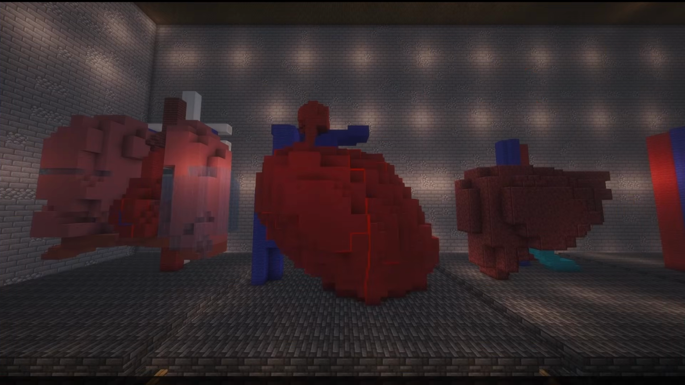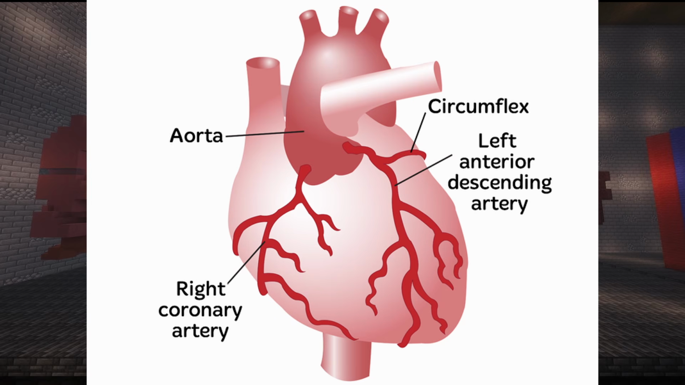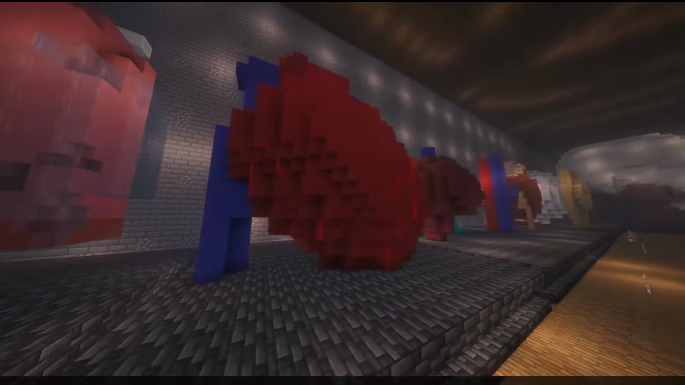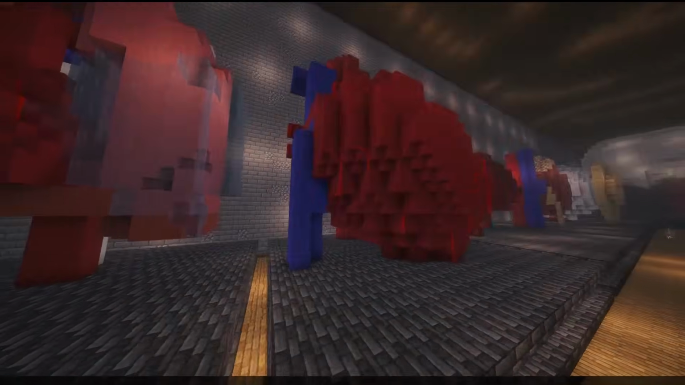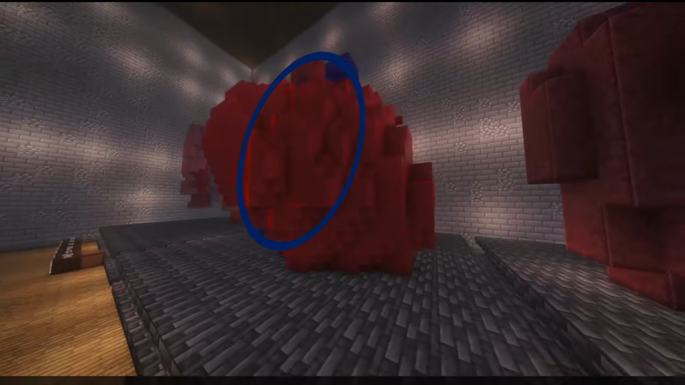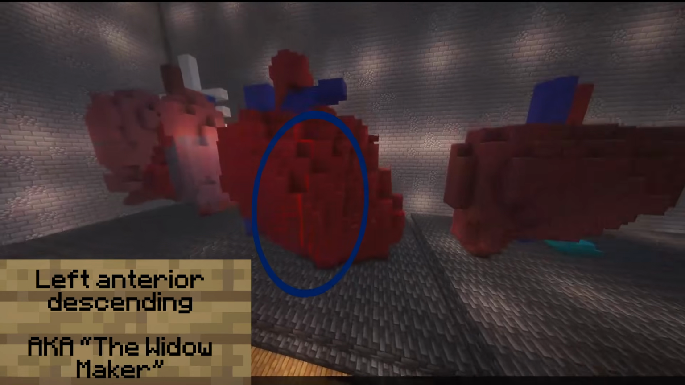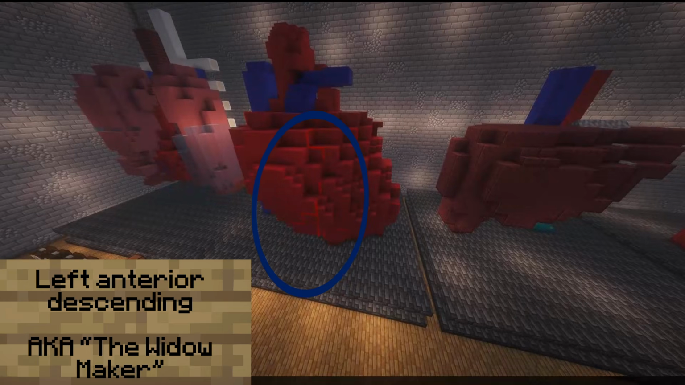The last kind of cool thing about this model is that it is anatomically accurate. There are a variety of arteries supplying the front and the sides of the heart, which match the real thing. The most prominent that you can see on the video is the left anterior descending, which is one of the most commonly occluded arteries in a heart attack.